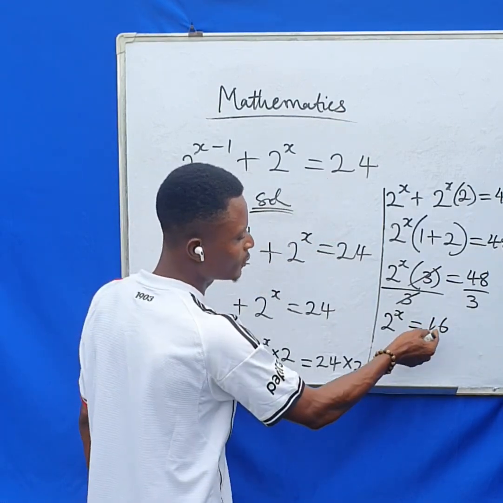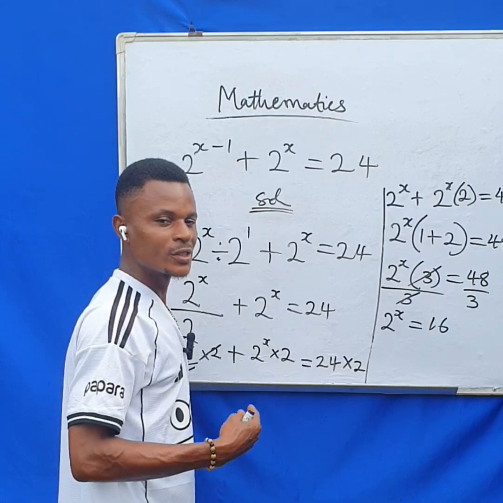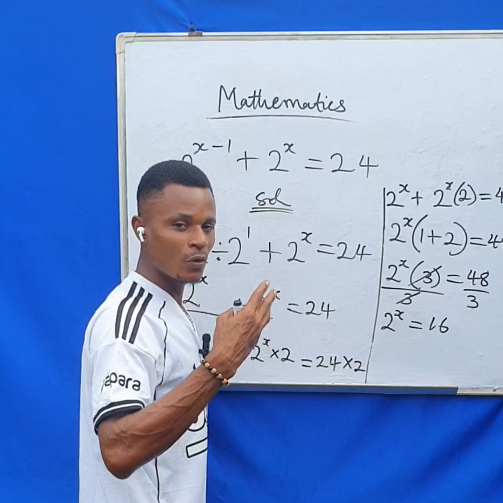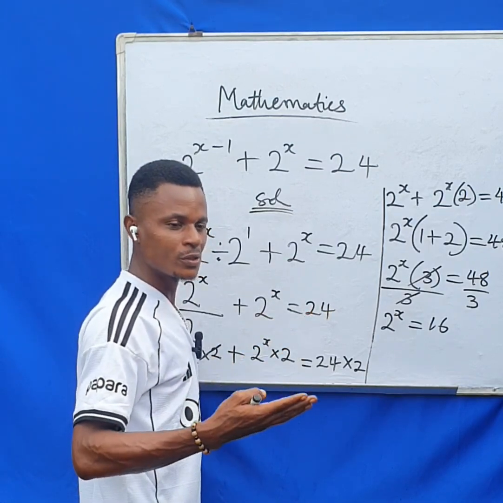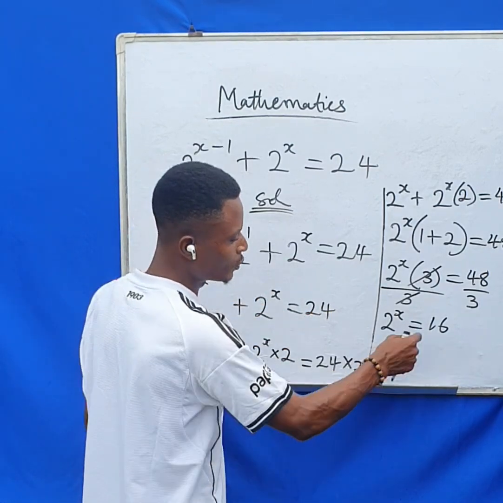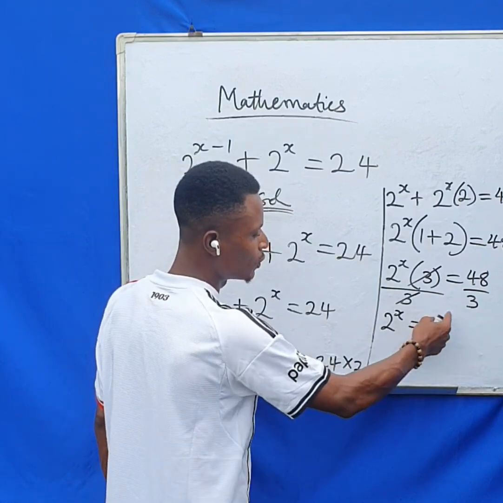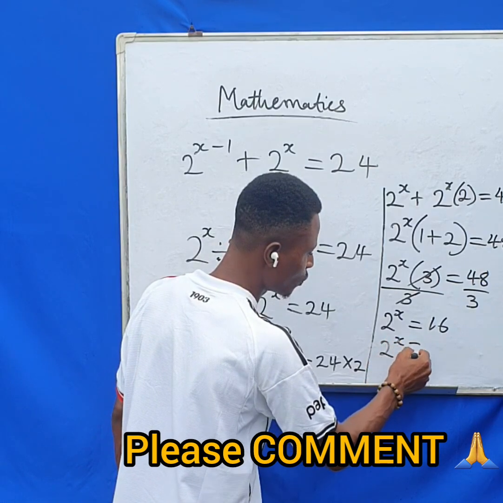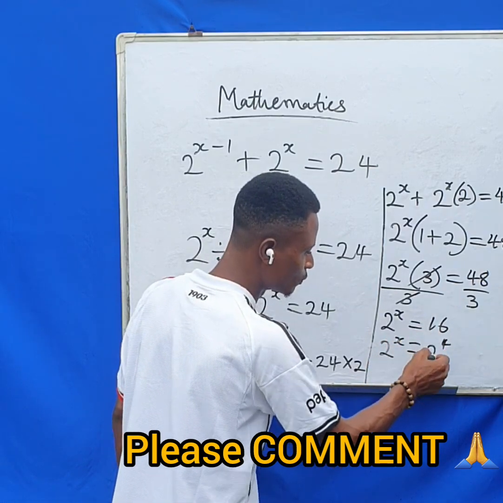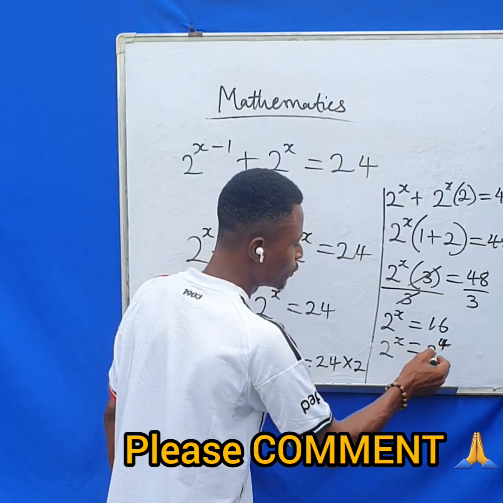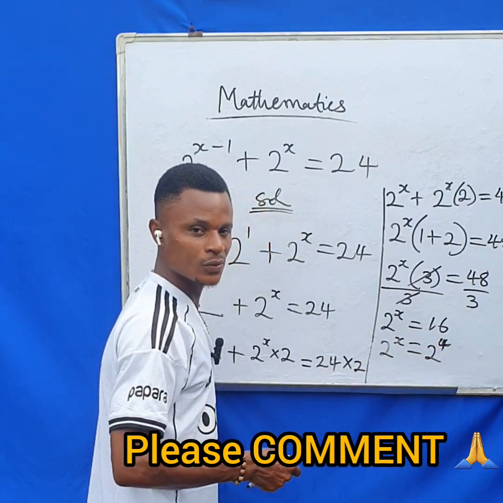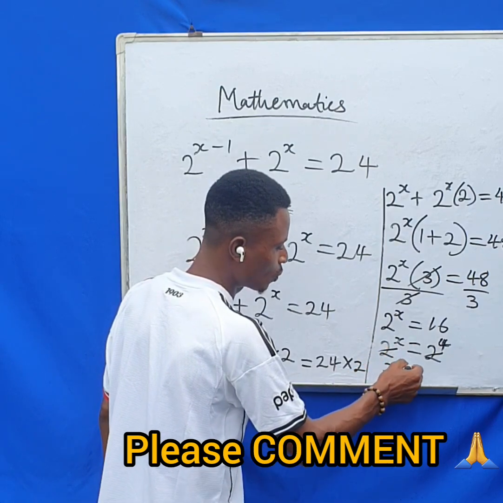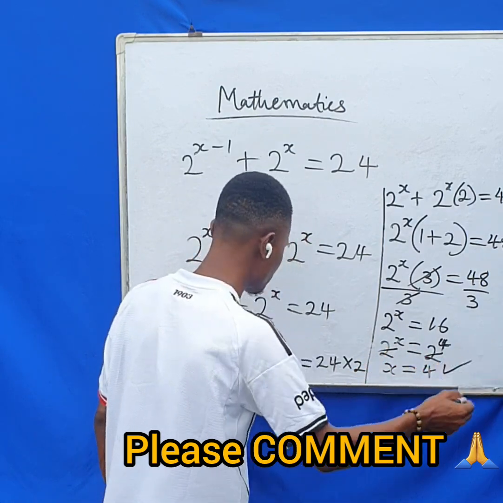The next thing to do is to write this 16 in exponential form such that it is in base 2. 16 is the same thing as 2 raised to the power of 4, because 2 times 2 times 2 times 2, in 4 places, will give us 16. So we are going to replace this 16 with 2 raised to the power of 4. So let's write down 2 raised to the power of x equal to, in place of this, we put 2 raised to the power of 4. Now, because the bases are the same, they will cancel. So this one will cancel this, and we have x equal to 4. And this is the answer to this question.